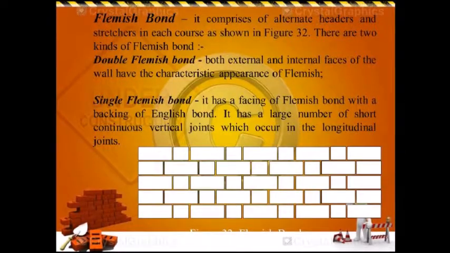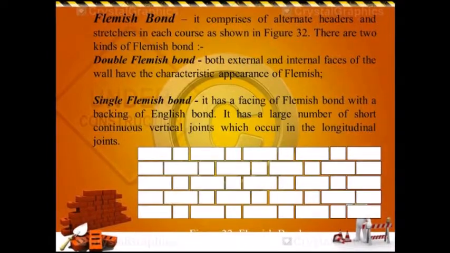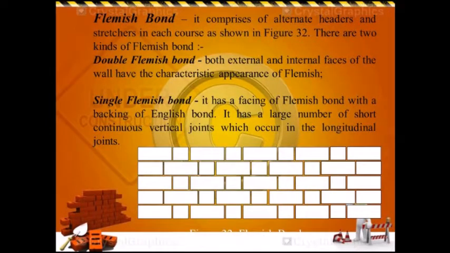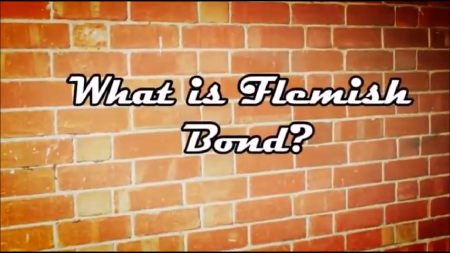For single Flemish bond, it has a facing of Flemish bond with a short backing of English bond. It has a large number of short continuous vertical joints which occur in the longitudinal joints. What is Flemish bond?